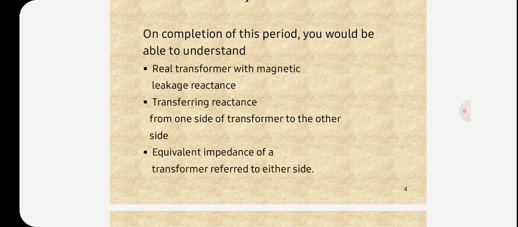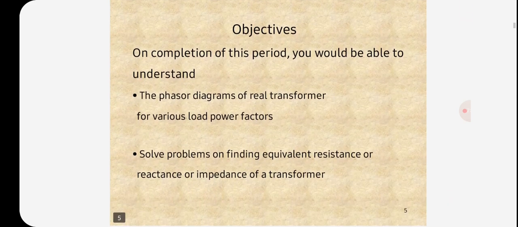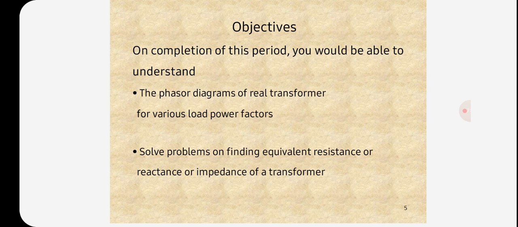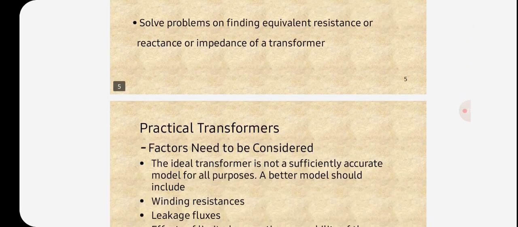On completion of this period, we would be able to understand the real transformer with magnetic leakage reactance, transferring reactance from one side of the transformer to the other side, and the equivalent impedance of a transformer referred to either side. We will also see the phasor diagrams of a real transformer for various load power factors, and solve some problems on finding equivalent resistance, reactance, or impedance of a transformer.